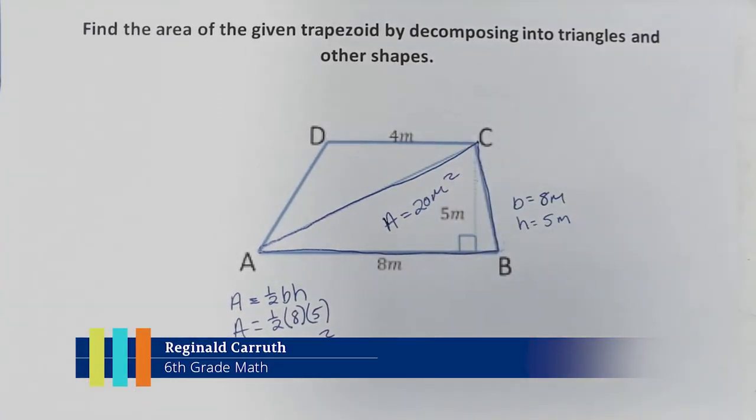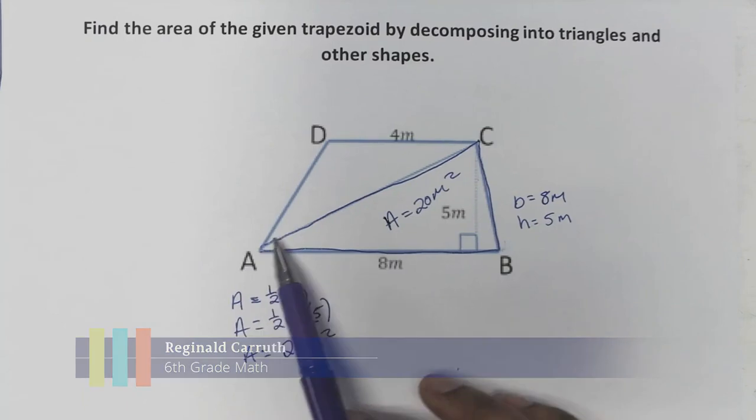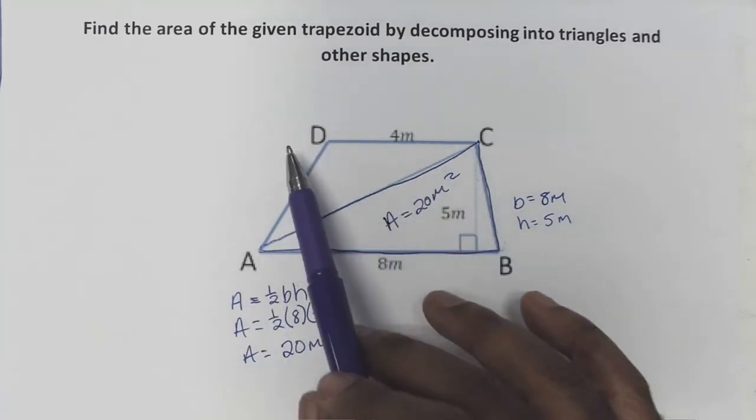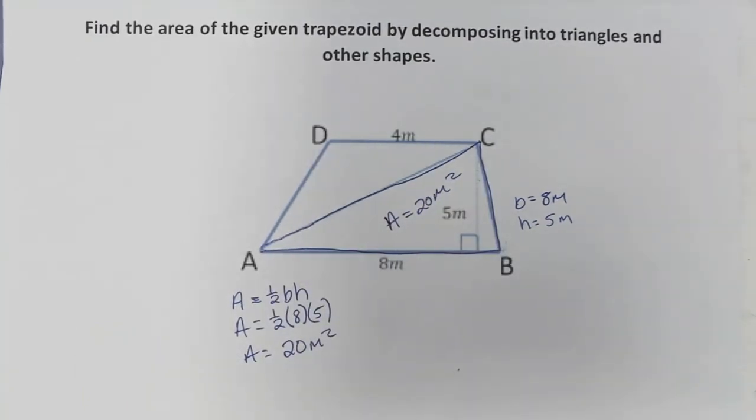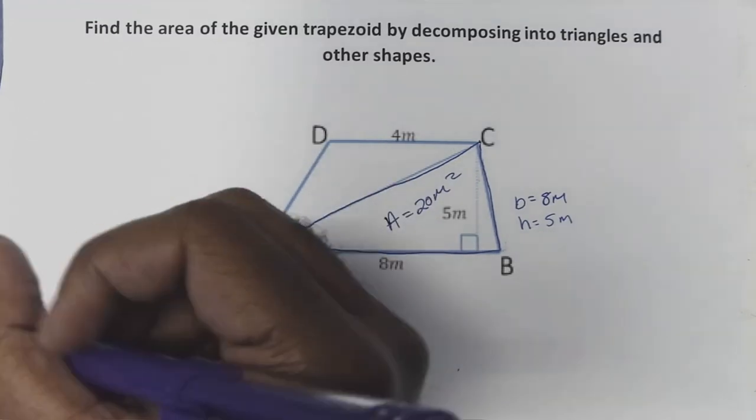Good job. So now let's look at our obtuse triangle. So what is our height? It is also 5.